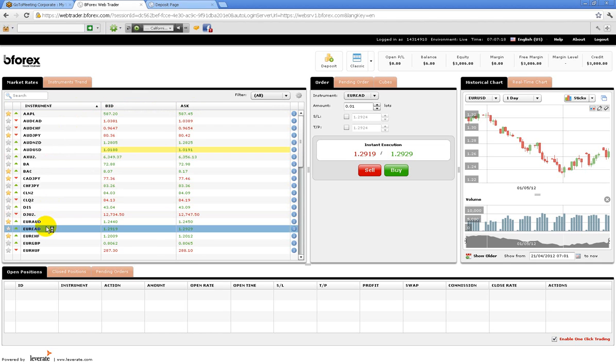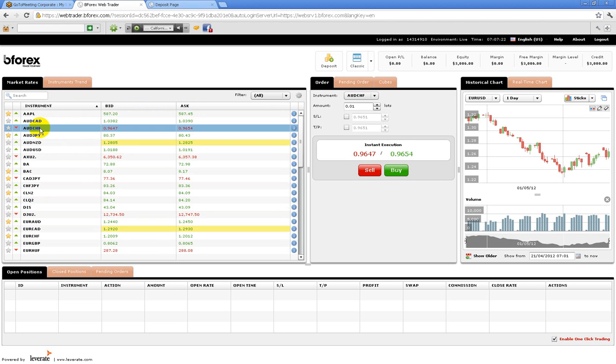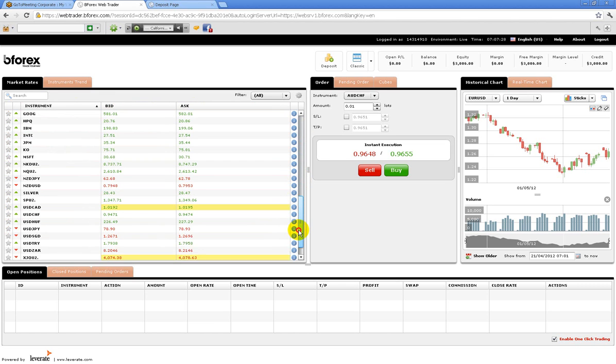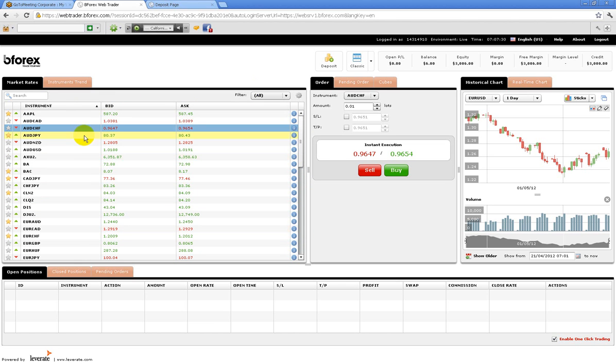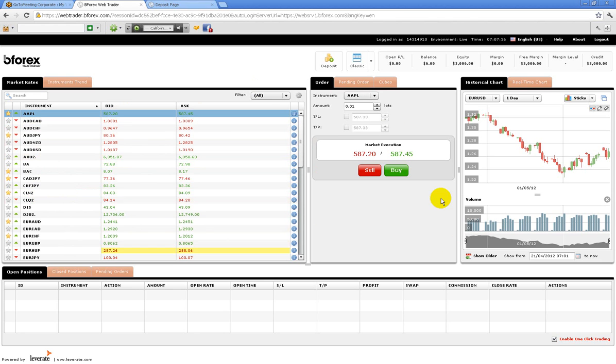Alright, Euro Canadian, Australian dollar, Swiss franc. You can go on gold, silver, crude oil, etc. These are instruments. Alright. Now, you have the bid and ask, which is the buy and sell. I will explain that in our third section.